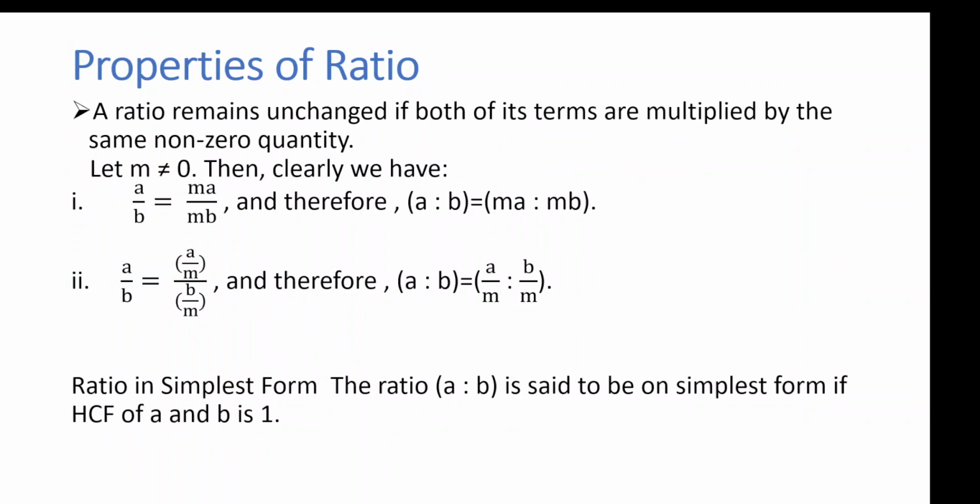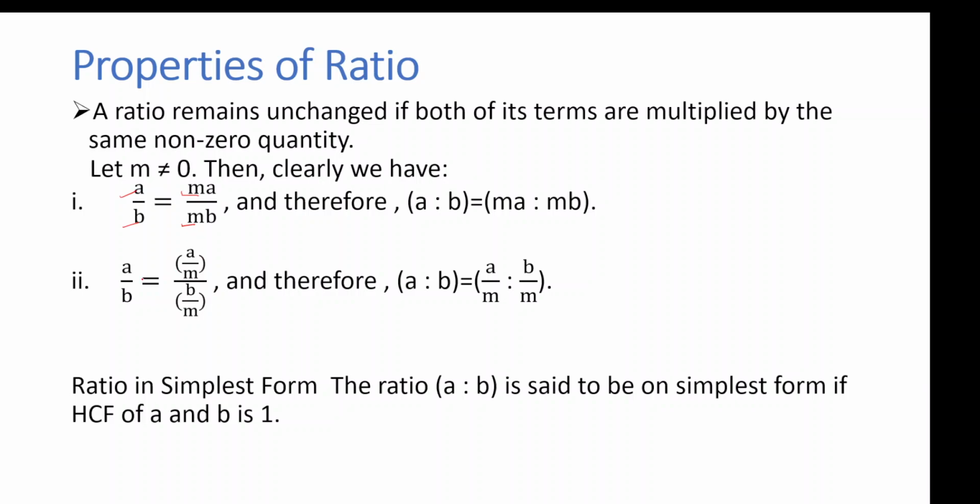Properties of a ratio. A ratio remains unchanged if both terms are multiplied by the same non-zero quantity. Both terms are nothing but the numerator and denominator. If A divided by B is a ratio, and we multiply both the numerator and B by M, then A is to B is equal to MA is to MB.